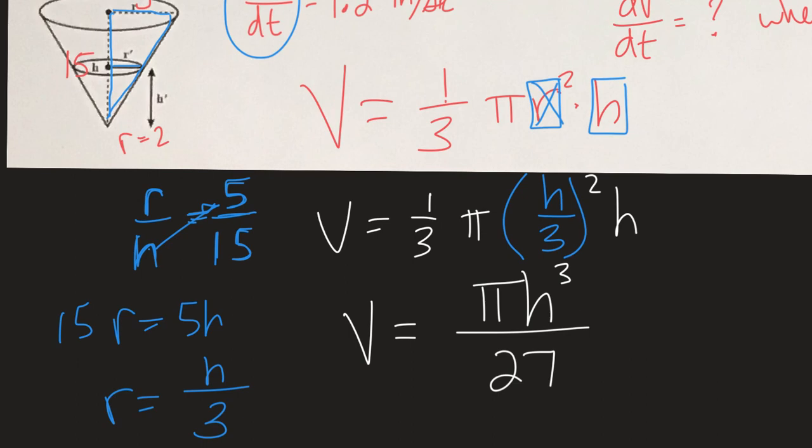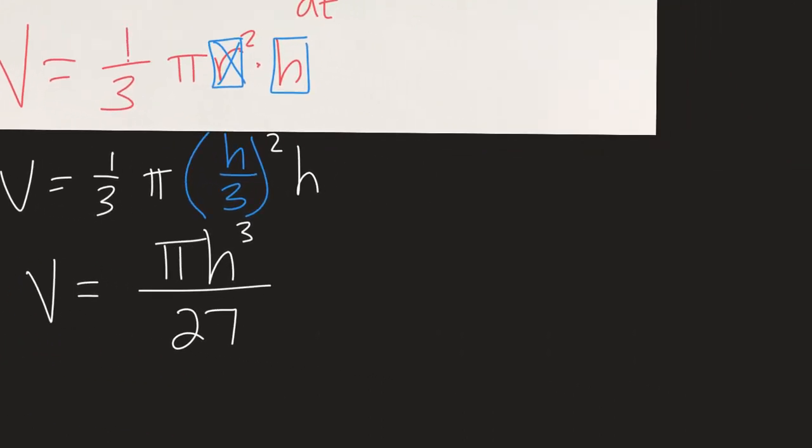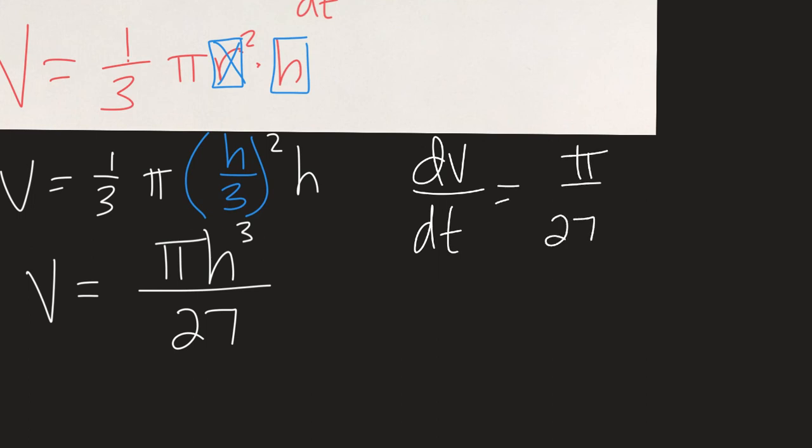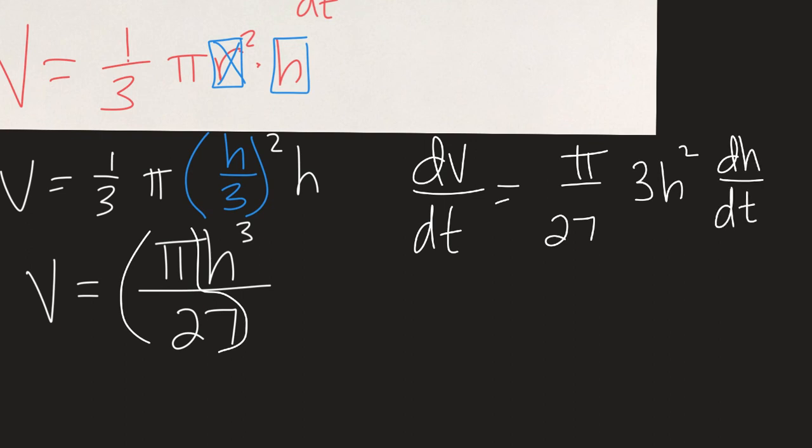Now let's differentiate with respect to time. So we have dV/dt equals 1/27, or rather pi over 27, because those are our constants. And then we have h cubed, which is 3h squared times dh/dt. Okay, so this is our derivative implicitly with respect to time: pi over 27, 3h squared times dh/dt.